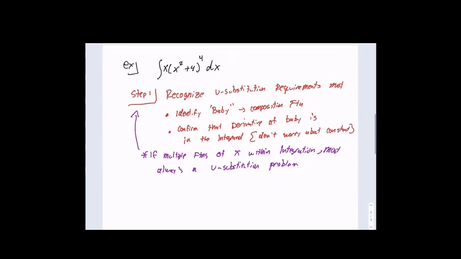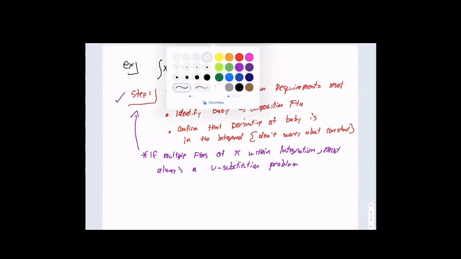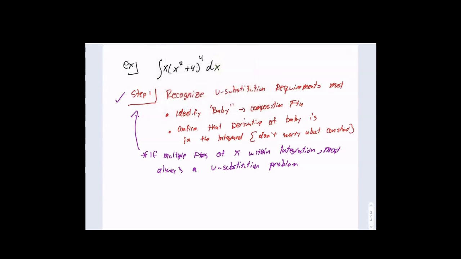So the baby seems to be U, and let me write this. My baby is x squared plus 4. And I think about x squared plus 4, and I ask myself, okay, what's the derivative of x squared plus 4? You should be feeling very comfortable doing these in your head, and don't worry if you're not yet. So it's 2x. Now I said don't worry about the constant. So if I chop off the constant, I get x. Is my other function of x in there? Do I see an x in my problem? Yes or no?